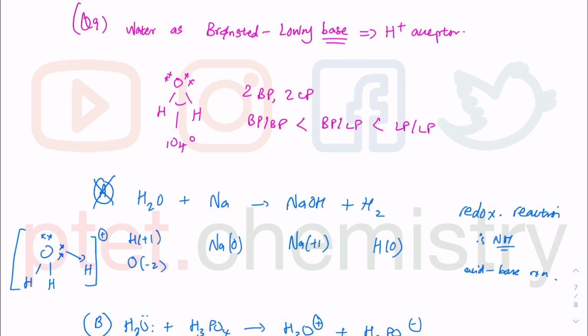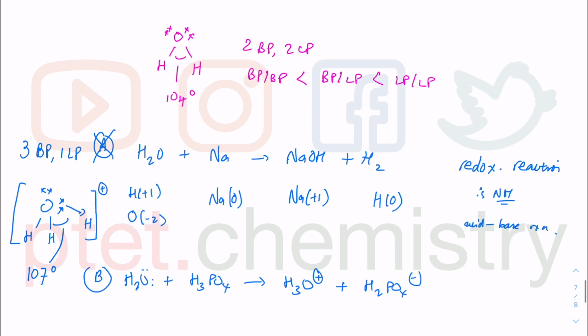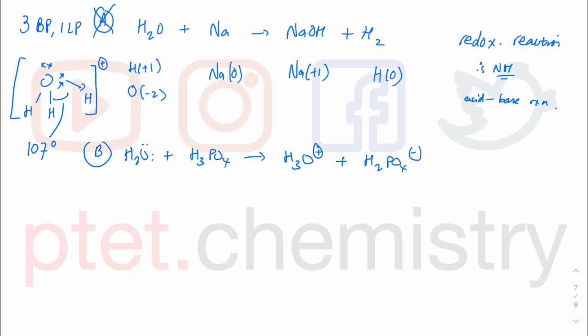Now your bond angle is no longer 104.5, it's now 107 degrees, because now you have three bond pairs and one lone pair, just like ammonia, because the former lone pair is now a bond pair, a covalent bond. So here the water acts as a proton acceptor. It accepts an H plus and gives you H3O plus. Therefore, it's acting as a base, and this is your correct answer.